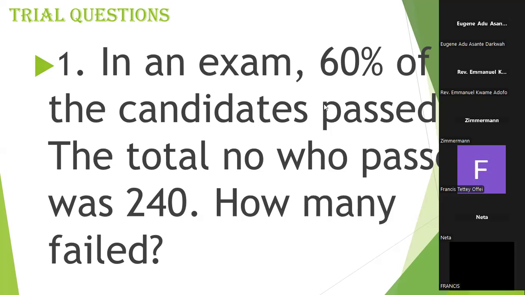The question didn't say 240 failed though. The question said the total number who passed was 240. Yes, okay, sorry. So 60 over 100 times the 240 will let you arrive at the number of people who failed. Okay, Papa, you have done well. Let's also listen to Mama Netta.